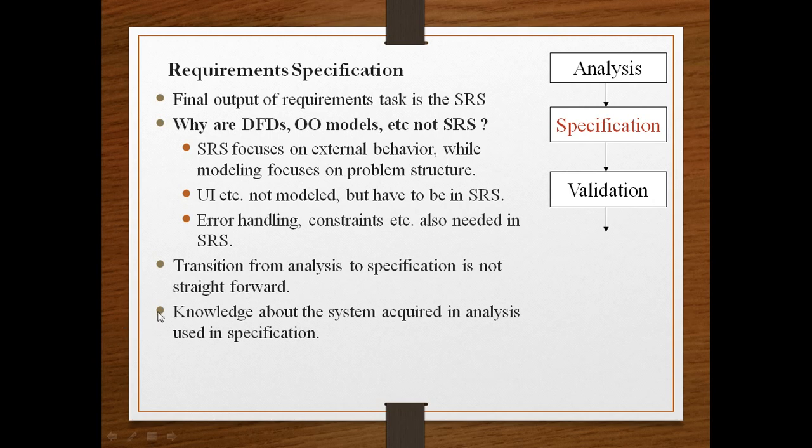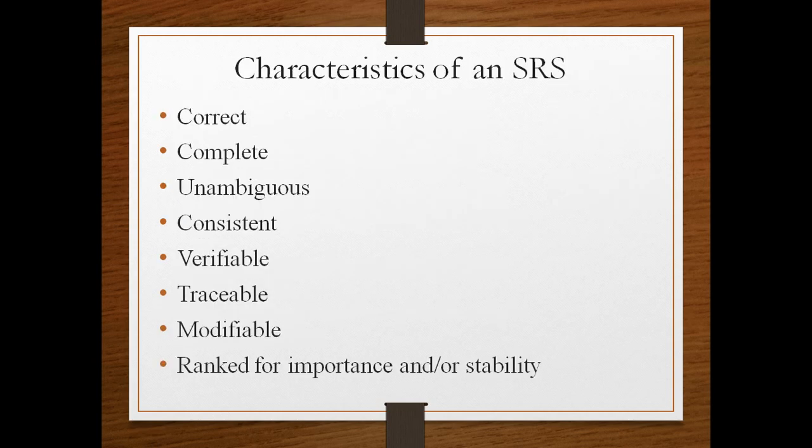Transition from analysis to specification is not straightforward. Knowledge about the system acquired in analysis is used in specification. Whatever knowledge I get in the analysis phase, I'm going to use it at the time of specification, at the time of drafting. Characteristics: first of all, correct.